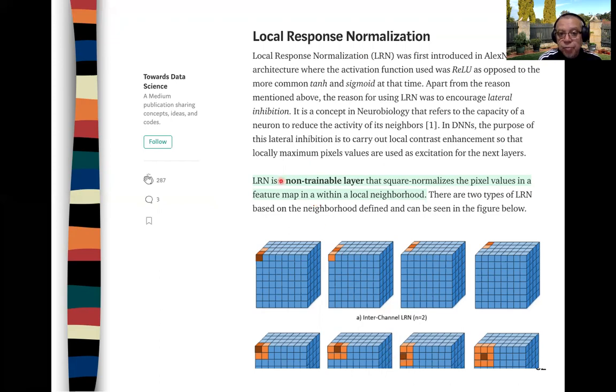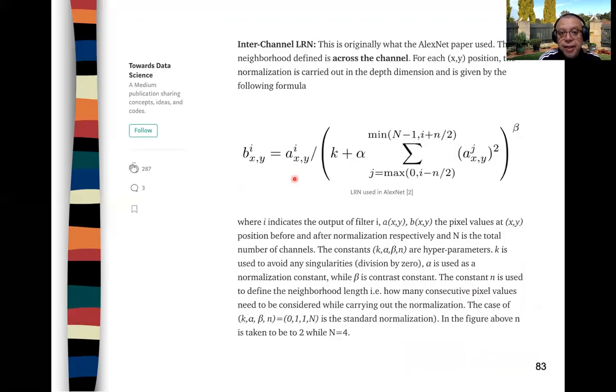And then an important observation is that this normalization layer is non-trainable, which means that when you do the back propagation to adjust your weights or to learn your filters, there are no parameters in the normalization layers which need to be learned. So it's purely an equation that you use.